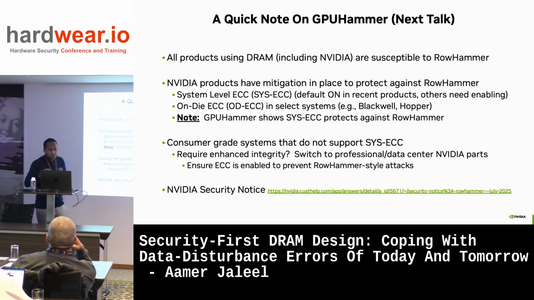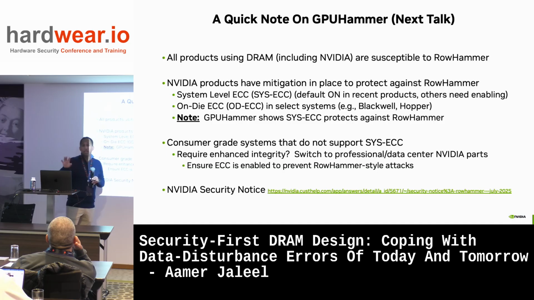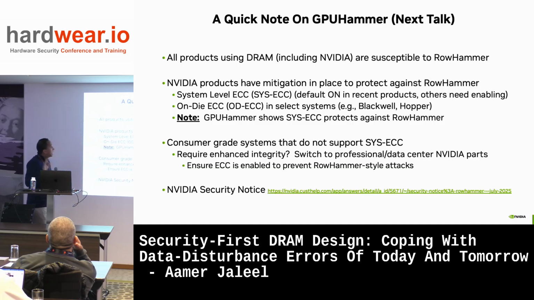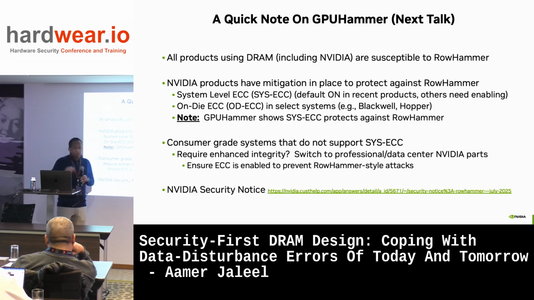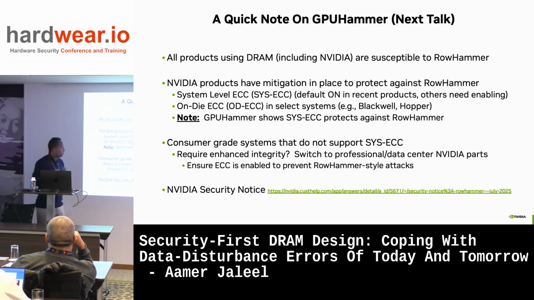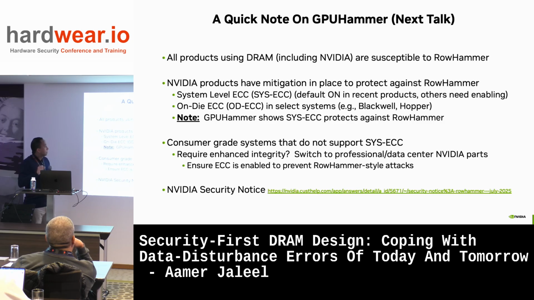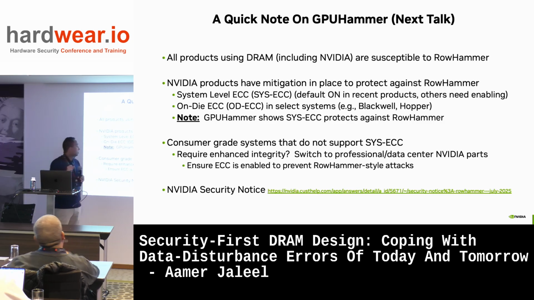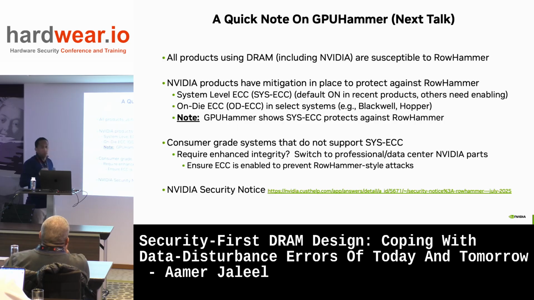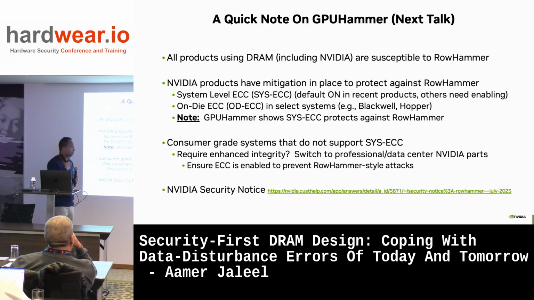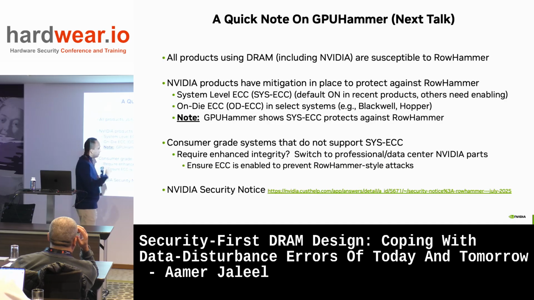NVIDIA products have mitigations in place. We've got system-level ECC, which is on by default in certain products. Other products need enabling. On-die ECC is also available in select systems. And the GPUHammer work actually does show that system-level ECC protects against RowHammer. Consumer-grade graphics systems that are out there do not support ECC. So if you do require enhanced integrity, you should switch to professional data center NVIDIA parts, and let's ensure that ECC is enabled. NVIDIA did issue a security notice based off of the GPUHammer work.